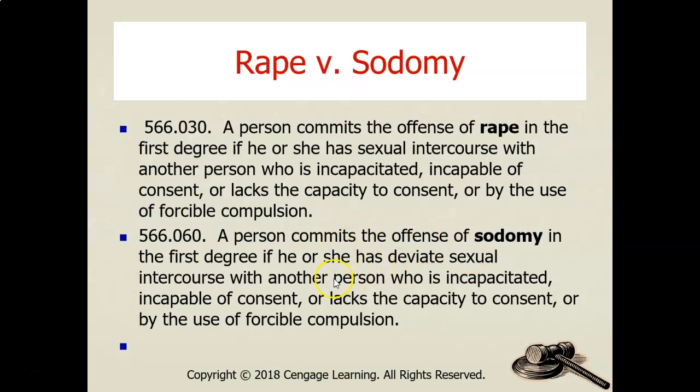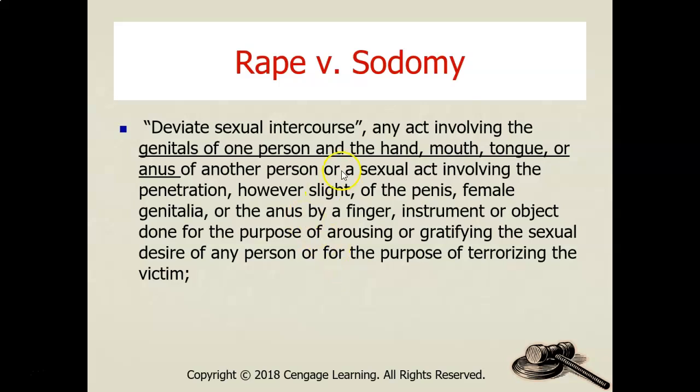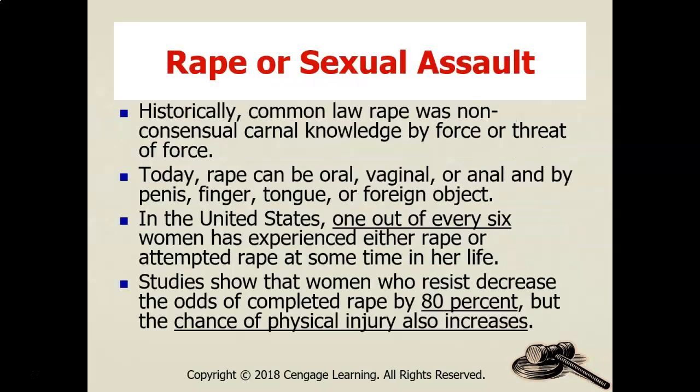Well, we looked at that definition of deviant sexual intercourse from RSMo, and basically it's any act involving the genitals of one person and the hand, mouth, tongue, or anus of another. And then you can read through that definition, and the definition becomes important when we figure out which charge we're looking at, or how the victim has been violated as far as the criminal activity. So rape or sexual assault.